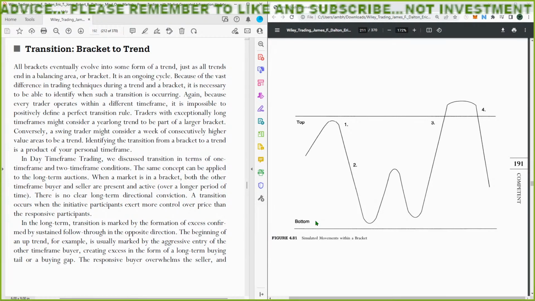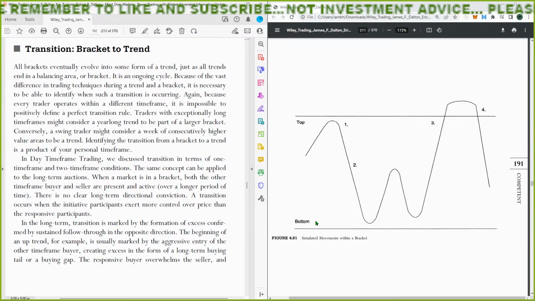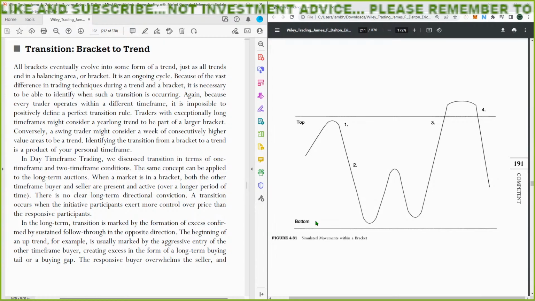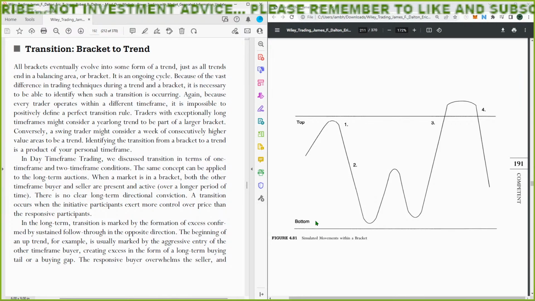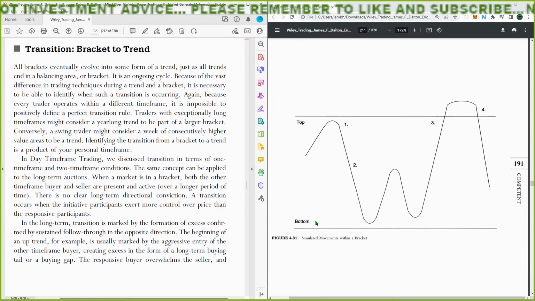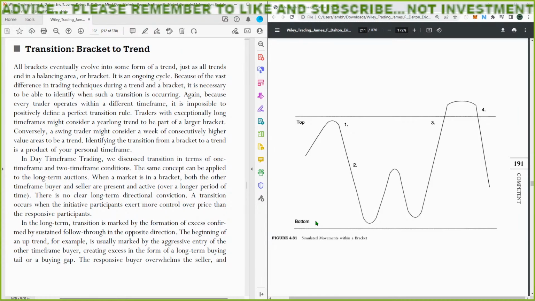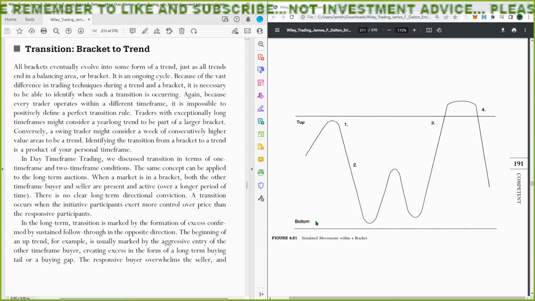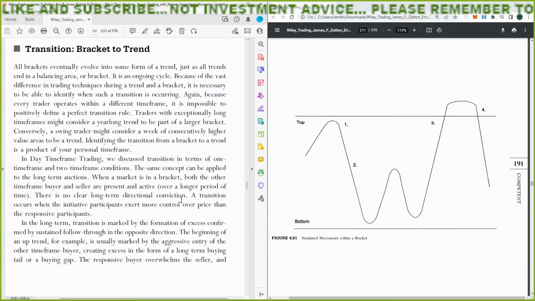Again, because every trader operates within a different time frame, it is impossible to positively define a perfect transition rule. Traders with exceptionally long time frames might consider a year-long trend to be part of a larger bracket. Conversely, a swing trader might consider a week of consecutive higher value areas to be a trend. Identifying the transition from bracket to trend is a product of your personal time frame.